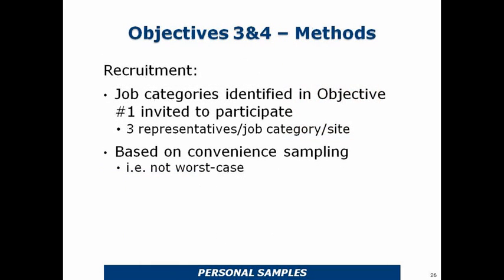With objectives 3 and 4, the personal samples, the methods were very similar. We recruited people that were part of those job categories identified as being at risk of exposure. We wanted 3 representatives per job category per site. So if there were 3 nurses at every site that were considered at risk of exposure, we would collect those 3 nurses, and then go on to, let's say, 3 porters, etc. And we did convenience sampling, so that's very important to know. We did not necessarily ask these workers to make sure that they handled cyclophosphamide before we came to do the sample collection. It was based on convenience, on their shift, and on the availability of our research team members to go there.